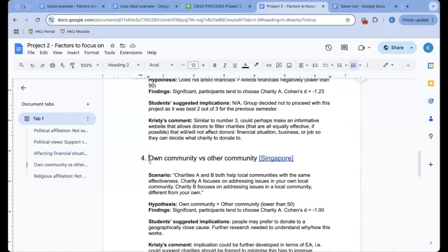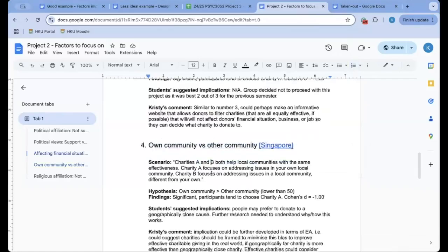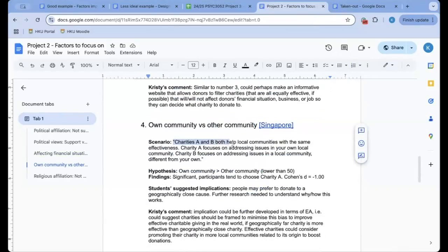The fourth factor is proposed by Singapore, and it's about their own community versus other community. In this case, charities A and B both help local communities with the same effectiveness. Charity A focuses on addressing issues in your own local community, while Charity B focuses on addressing issues in a local community different from your own. Singapore hypothesized that more people would choose Charity A over Charity B, and this hypothesis was supported with a Cohen's d of -0.1.